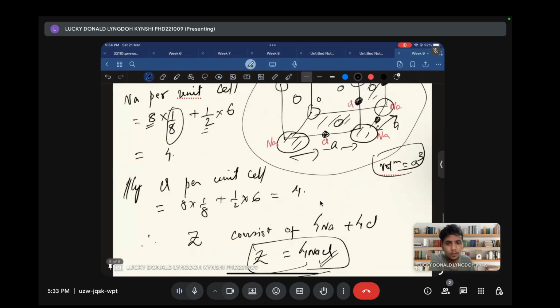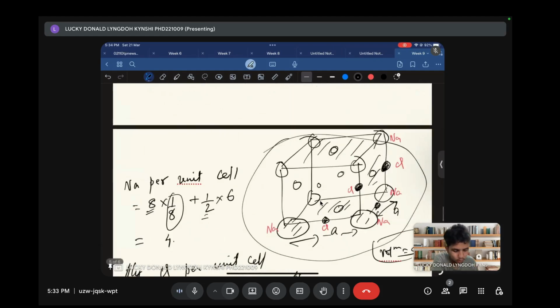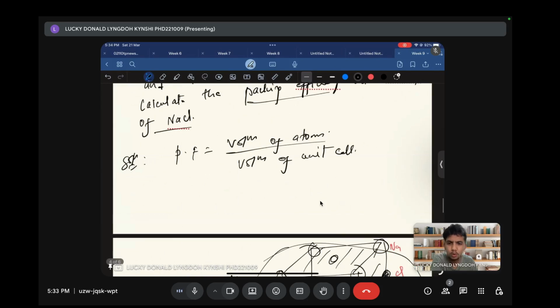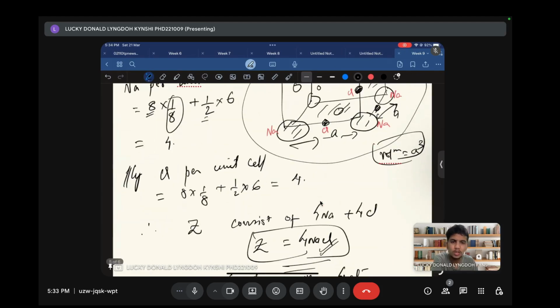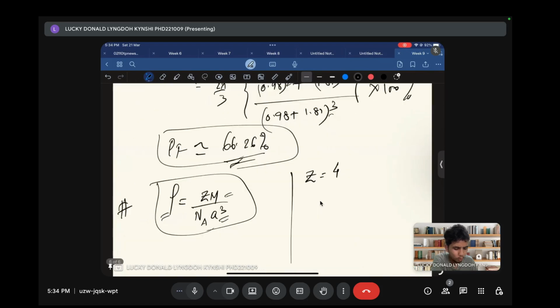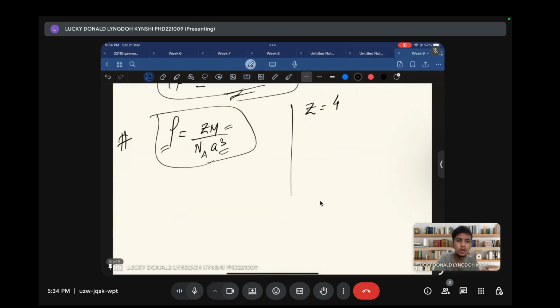Yeah, so we are trying to solve problem number 2, which is related to how you calculate the packing fractions. If you want to calculate the packing fractions, you need to find the volume occupied by the total number of atoms to the volume of the unit cell. Okay, so Z equal to 4, then molecular weight equal to M of Na plus M of Cl, right?